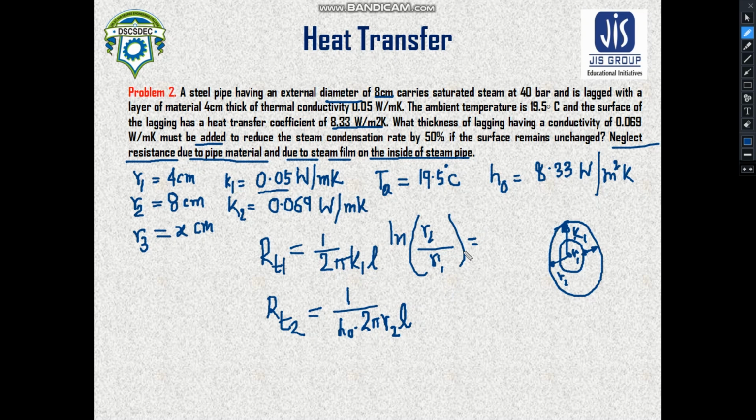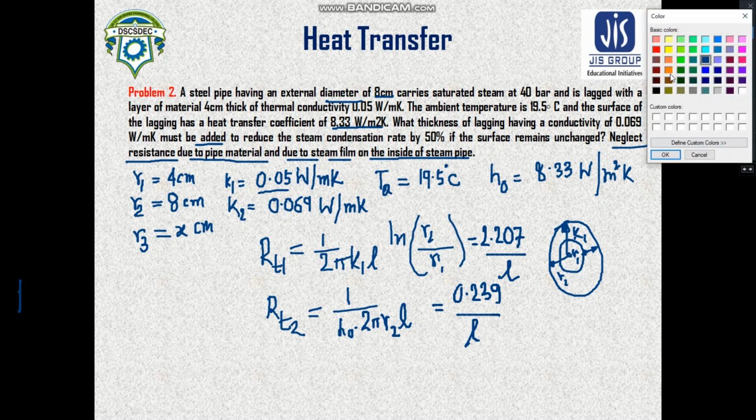After doing the requisite calculations, you will find that it will be 2.207 divided by L. And in this case, if we put all the requisite values, that means HO as 8.33, R2 as 8 centimeter, and you don't know the value of L yet, so keep it in terms of L. It would be 0.239 divided by L.